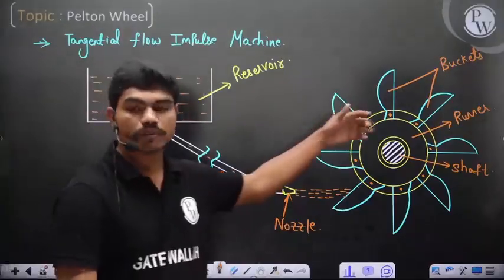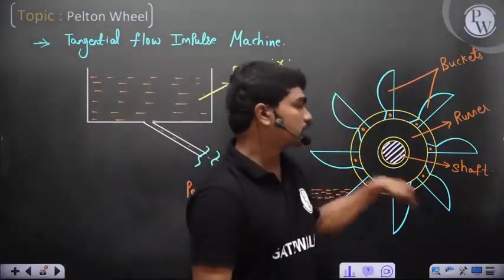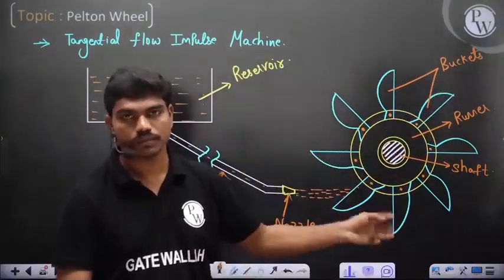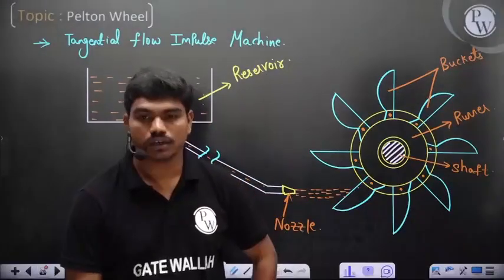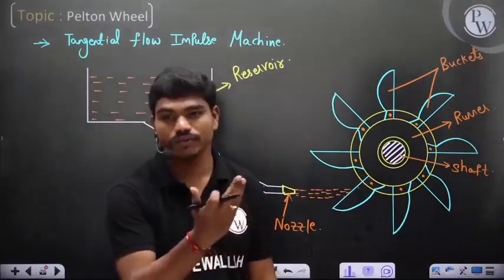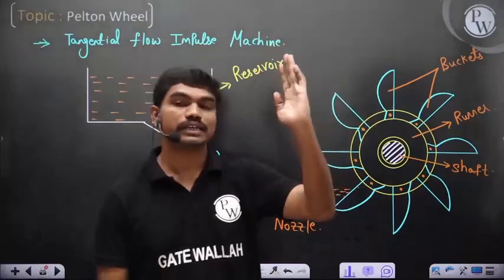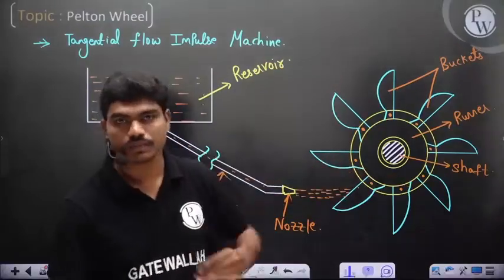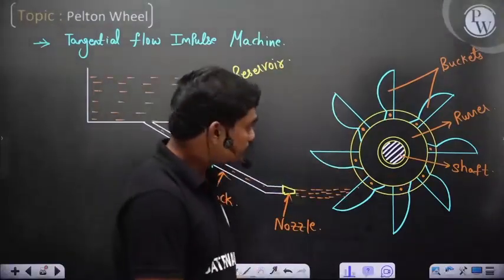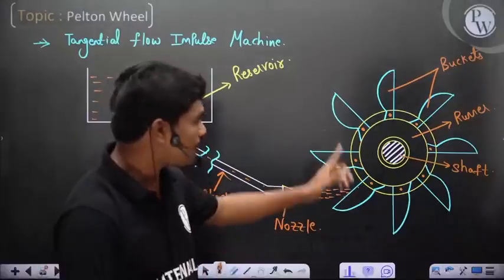And normally, depending upon the power requirement and all, we keep 2-3 nozzles also. It depends. We'll see how many nozzles we generally have, for vertical shaft and for horizontal shaft. Sometimes it is mounted on a vertical shaft, sometimes on a horizontal shaft. There are a lot of things. So if this is the Pelton wheel, and you have the buckets.